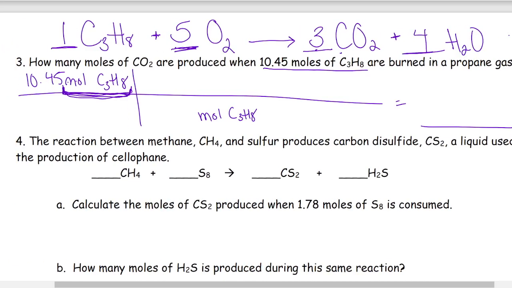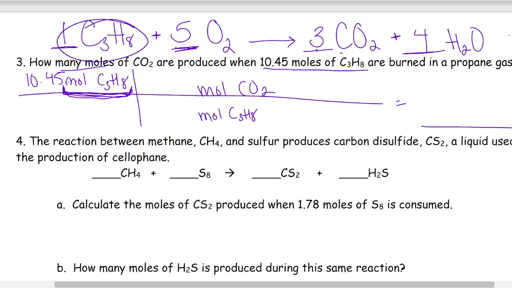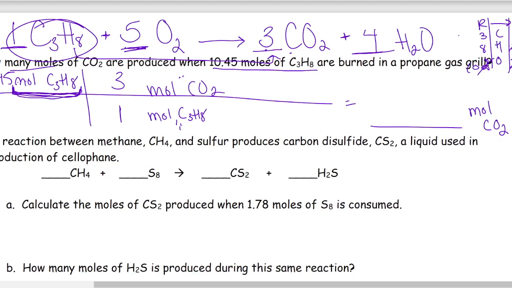So moles of CO2. And then from moles of C3H8, I can go directly into moles of CO2 using my mole ratio. So moles of C3H8 to this one, I have 1 mole of C3H8 for every 3 moles of CO2. That comes from my balanced chemical equation. So moles to moles, I call that a mole ratio. And it comes from your coefficients. So 10.45 times 3 would give us our answer for this.